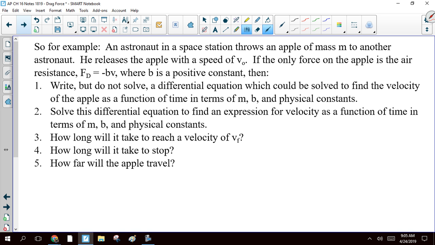Okay, so we've got this astronaut in a space station. He's going to throw an apple that has a mass of m to another astronaut. He releases the apple with a speed of v0. That's what we usually call vi, if you care. If you want to use vi instead of v0, you can. If the only force on the apple is the air resistance, here's the equation for your drag force. I used b instead of k, just to show you that the letter that we use is irrelevant. So our drag force is equal to negative b times v, where b is some positive constant.